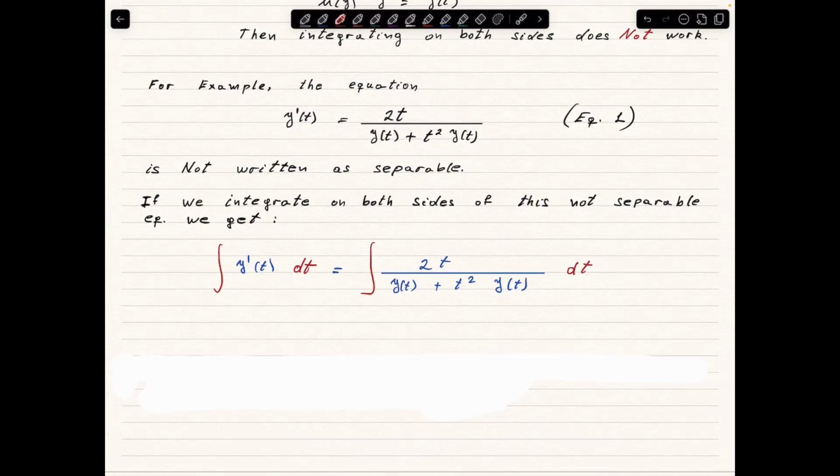On the left side, we can use the fundamental theorem of calculus that says that the integral of a derivative is the function plus a constant. So this is y of t plus 0. And what is on the other side? Well, on the other side, there's nothing we can do because we don't know how to integrate this function here, because we don't know what y is. So this right-hand side is completely unknown.